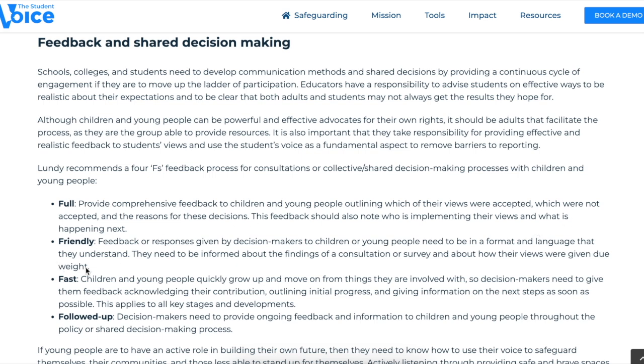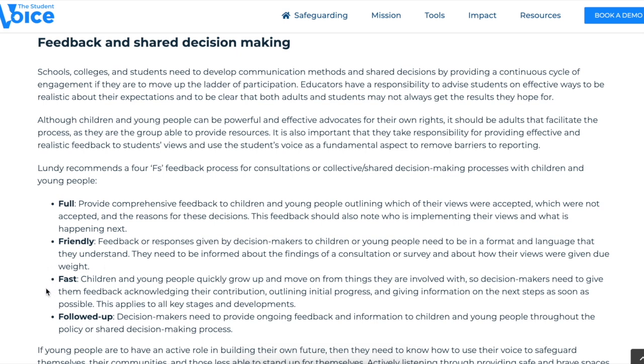Fold them in. Friendly. It really needs to be in a format and a language they understand. And I think the idea of friendly is that it's said with warmth, with love, with care. They're going to be hearing some information, perhaps that their ideas weren't accepted, and that they were actually given due weight. There's a reason they weren't accepted. We care for them. We want to continue hearing their ideas, right? And we say this all in a way that's jargon free, welcoming them in to the degree that it's age appropriate to all of the nuances of why a decision couldn't be made, but in a way that they can understand. We can speak normal human language.